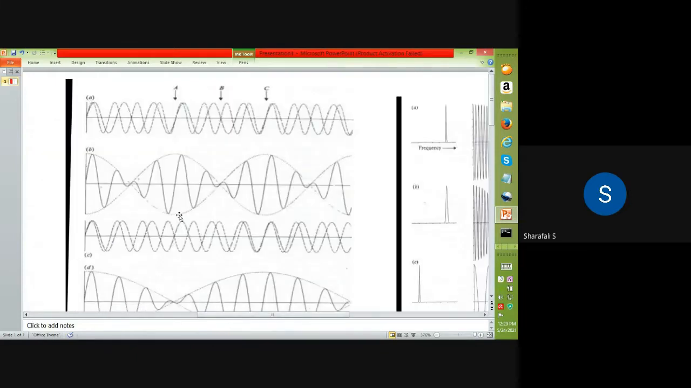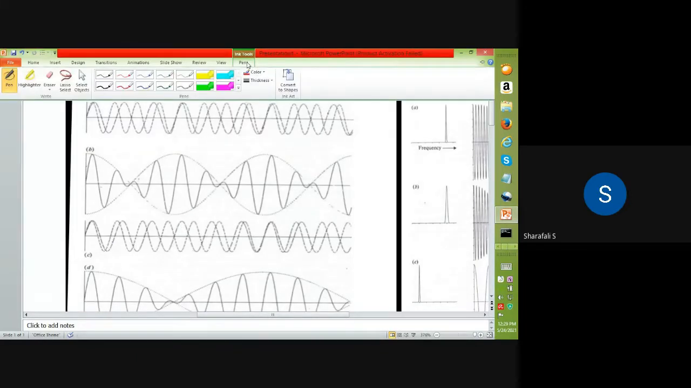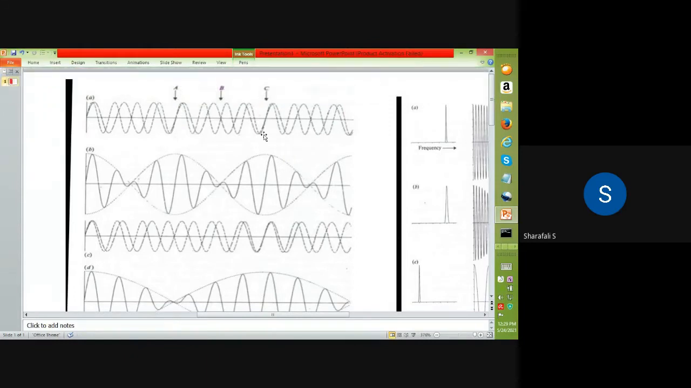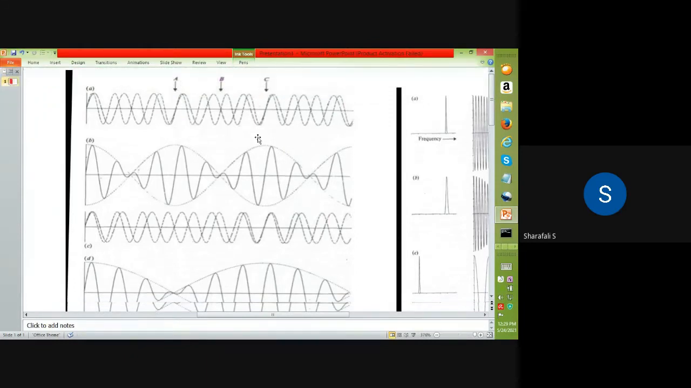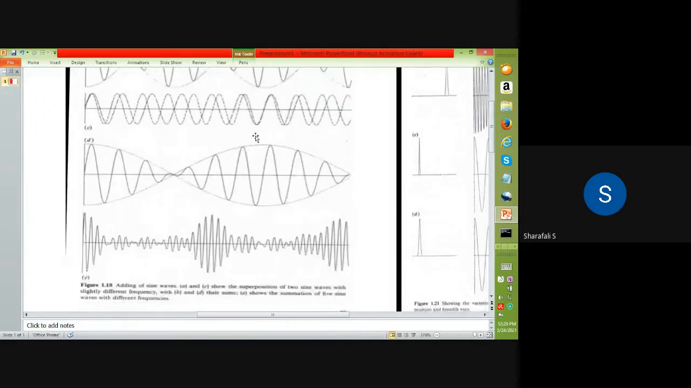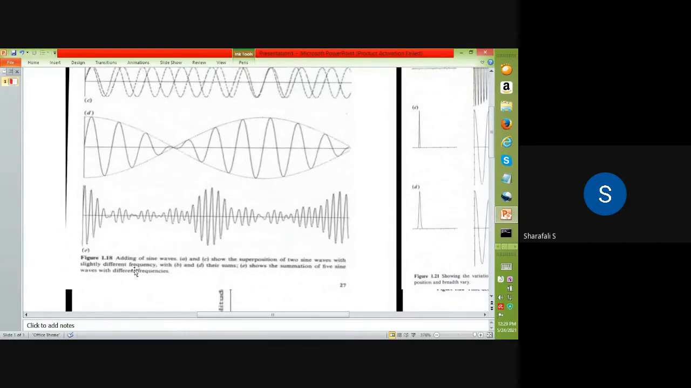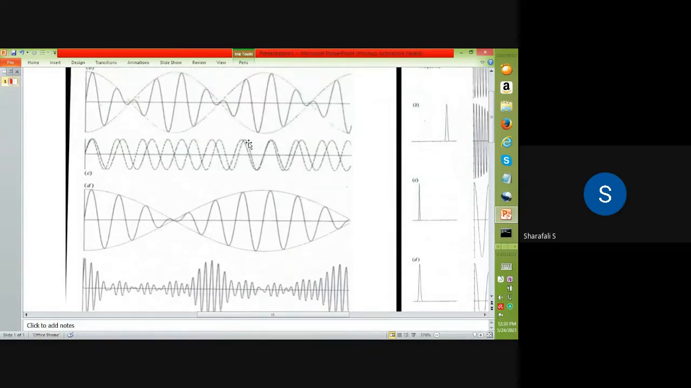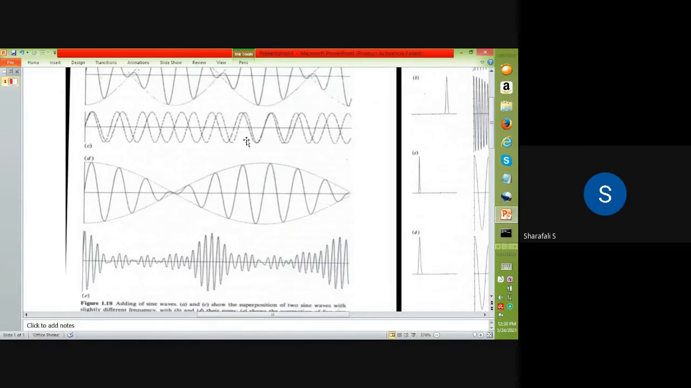FTIR spectrum. The basic principle behind this FTIR spectrum. So, when you consider this figure, this figure is adding of sine waves and shows the superposition. Shows the superposition. So, I will discuss this figure.